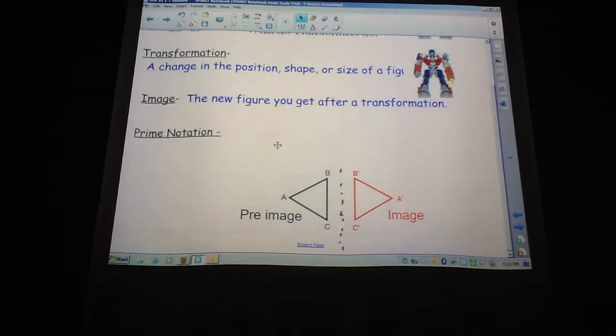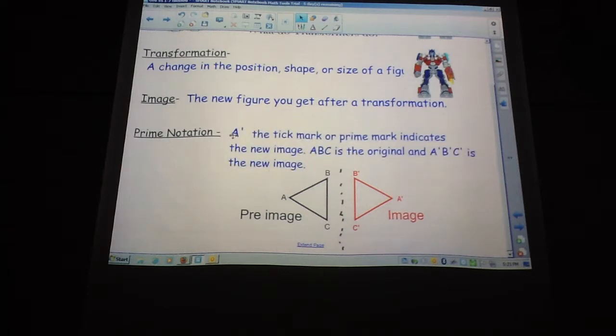Prime notation. Okay, this is called A prime. That little tick mark is called a prime mark, and it indicates the new image. So ABC is the original, and A prime, B prime, C prime is the new image. Just A, B, and C we call the pre-image. The primes on them indicate after the move, or the image. The little tick marks we call prime notation.